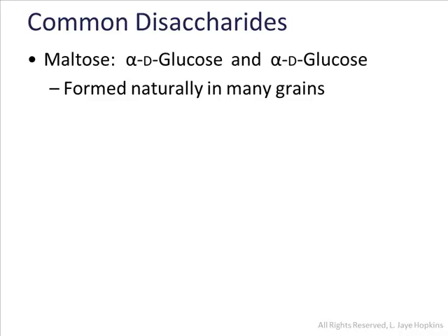in grains. Because maltose is a sugar and it is sweet on the human tongue, it can be used as a sweetener.